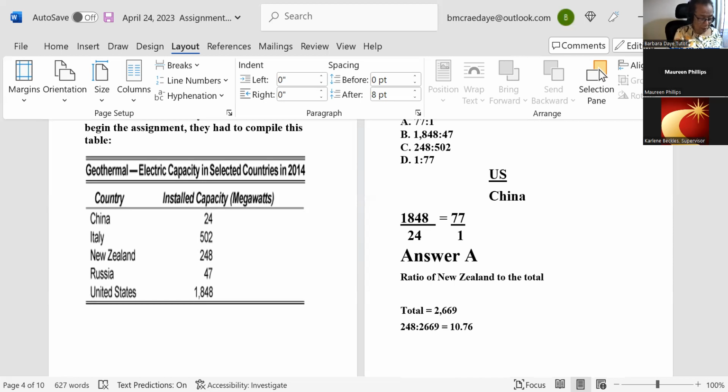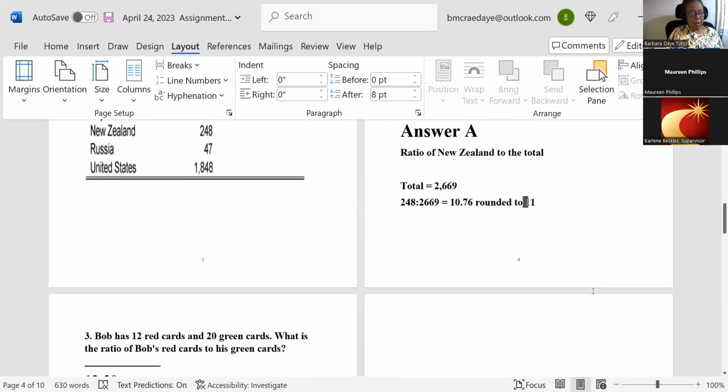10.76. And you could round it to what, Maureen? What would you round it to as a whole number? 11. That's right, 11. Very good. Because the number after the decimal point is 5 or greater, you bump this up 1. So you rounded to 11. So your ratio would then be what? 1 to 11. All right. Very good. Now let's go to number 2.